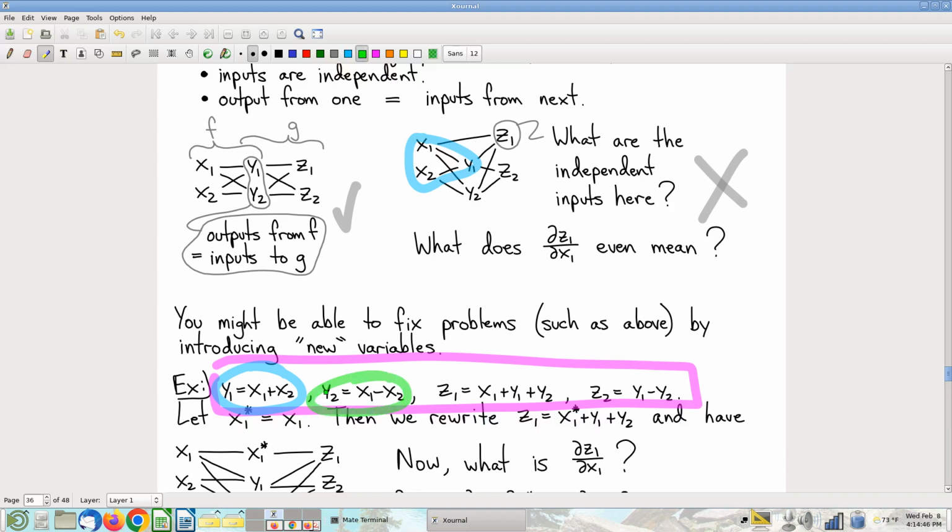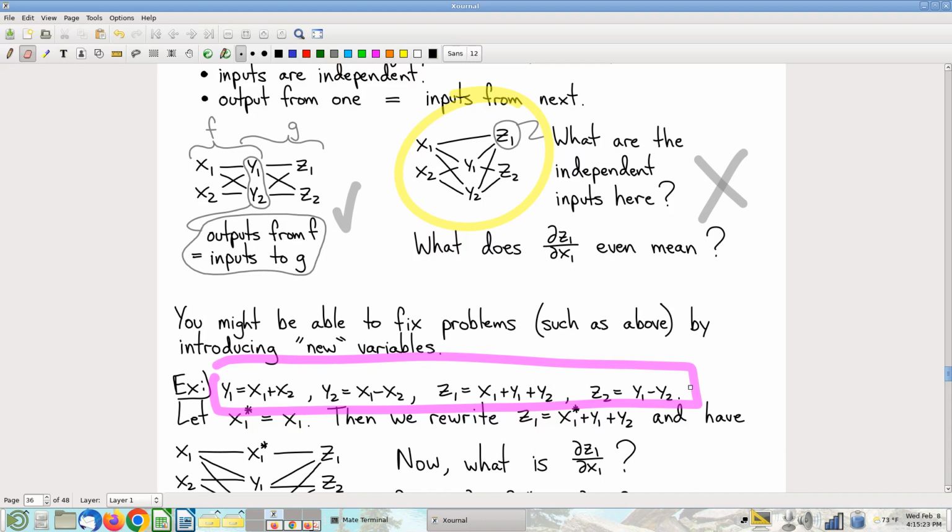Y2 is a function of x1 and x2. Z1 is a function of x1, y1, and y2. And Z2 is a function of y1 and y2. So this is kind of the diagram that you would think you should write down when you see this list of equations here. But it's not a composition of functions. You cannot work with this as it is. We're going to have to figure out some way to actually make sense out of what's going on here.